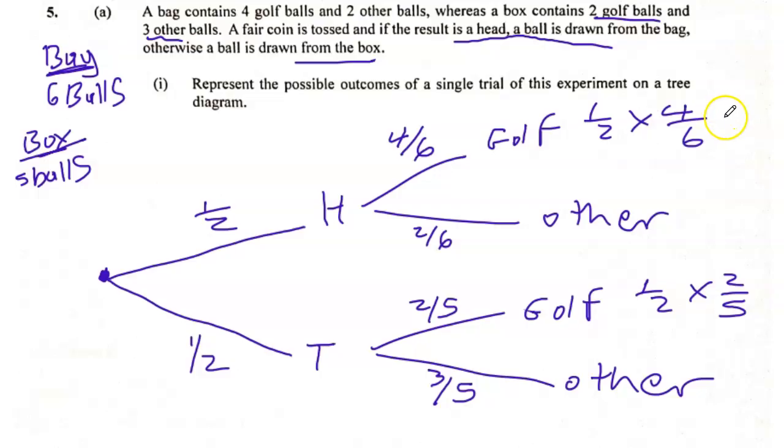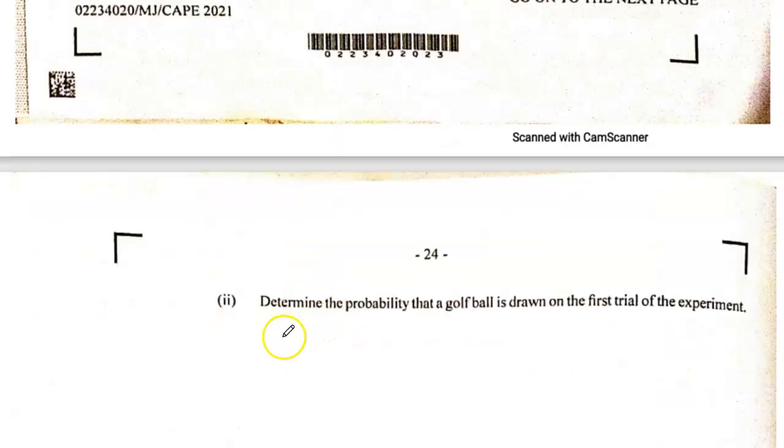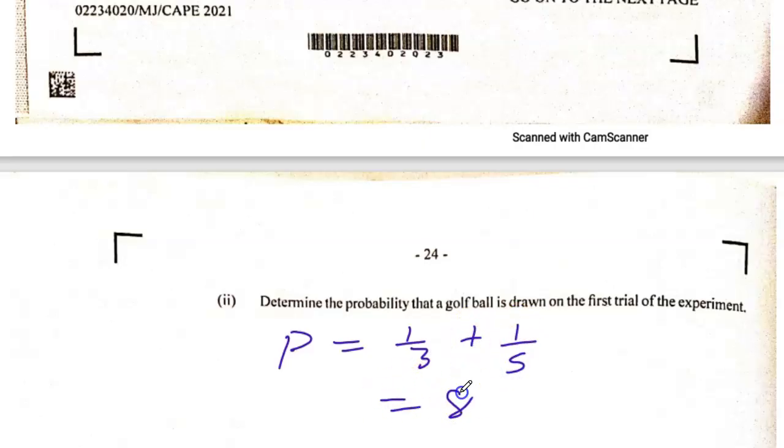So half times 4/6, what's that? That's 2/6, which is 1/3. And half times 2/5, that's 1/5. So the probability of getting a golf ball would be 1/3 plus 1/5, which would be, of course, 8/15.